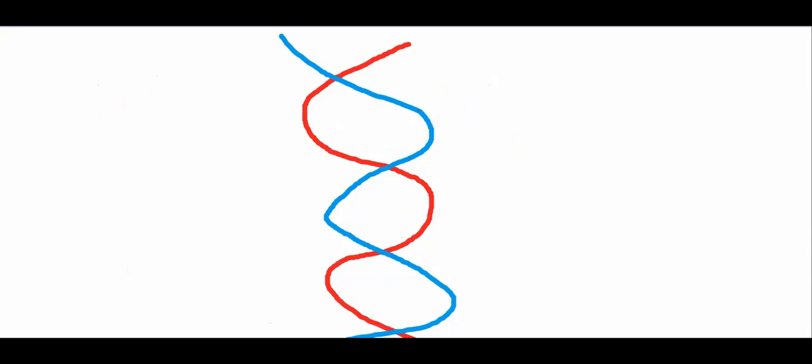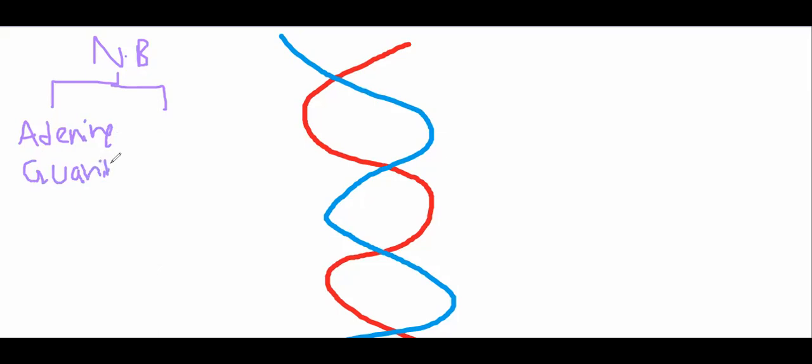Now let us look at the nitrogen base. The nitrogen base is again divided into two types: adenine, guanine, and on this side thymine and cytosine.